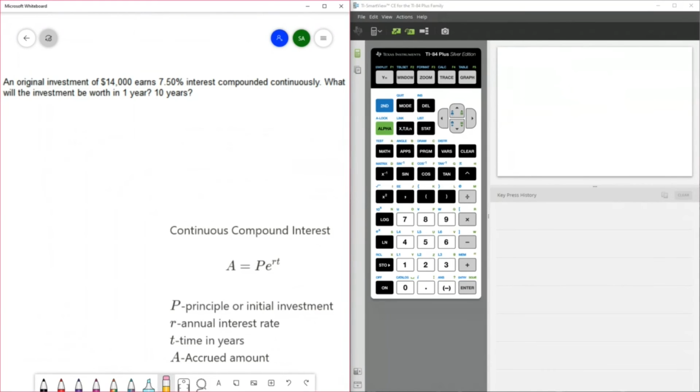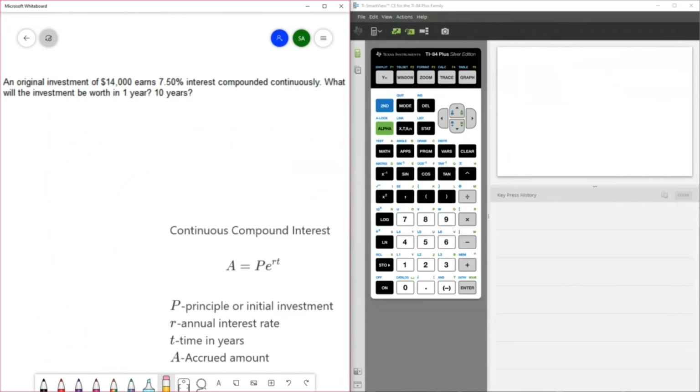We have another word problem in this example. An original investment of $14,000 earns 7.5% interest compounded continuously. What will the investment be worth in 1 year and also in 10 years?